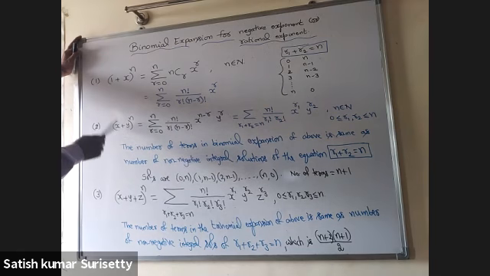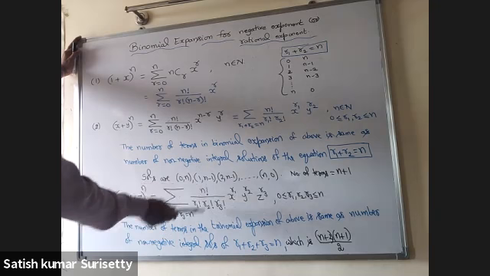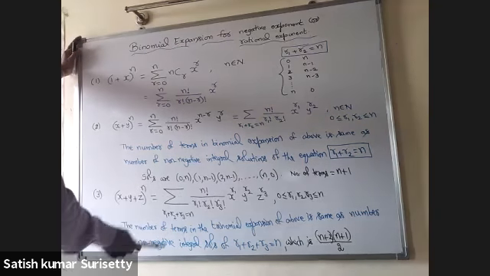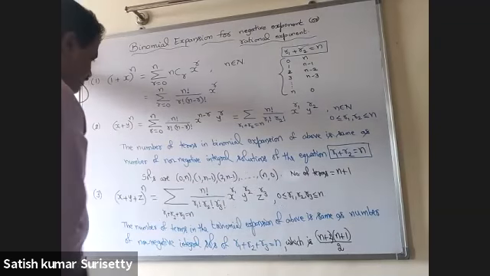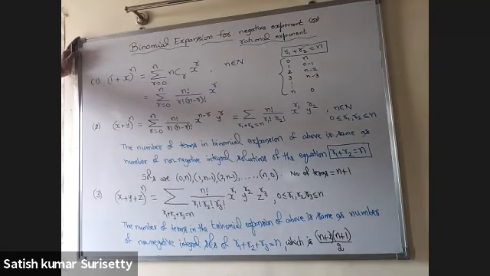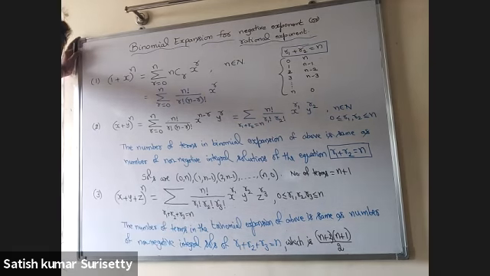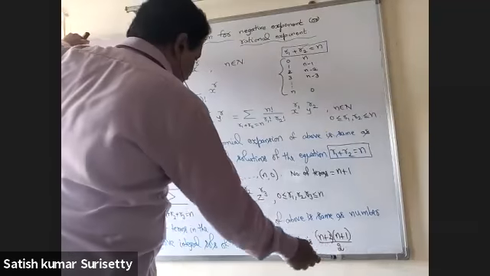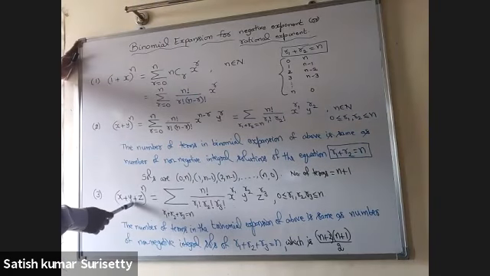Now, instead of binomial, if I go for the trinomial, that is (x + y + z)^n, in the same manner as the binomial expansion, we can write this in sigma notation: sigma n factorial upon r1 factorial, r2 factorial, r3 factorial, such that r1 + r2 + r3 = n, x^r1 y^r2 z^r3. Here also the number of terms of this trinomial expansion will be same as the number of non-negative integral solutions of the equation r1 + r2 + r3 = n, which is (n + 2)(n + 1)/2.